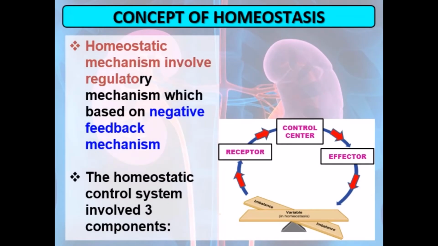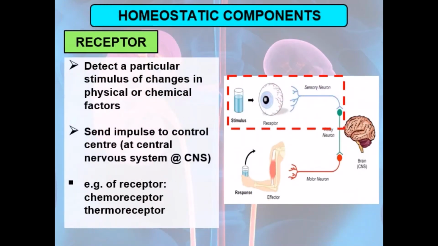Homeostatic mechanism involve regulatory mechanism which based on negative feedback mechanism. The homeostatic control system involve the 3 components. Number 1, receptor. Number 2, control center. And number 3, effector.